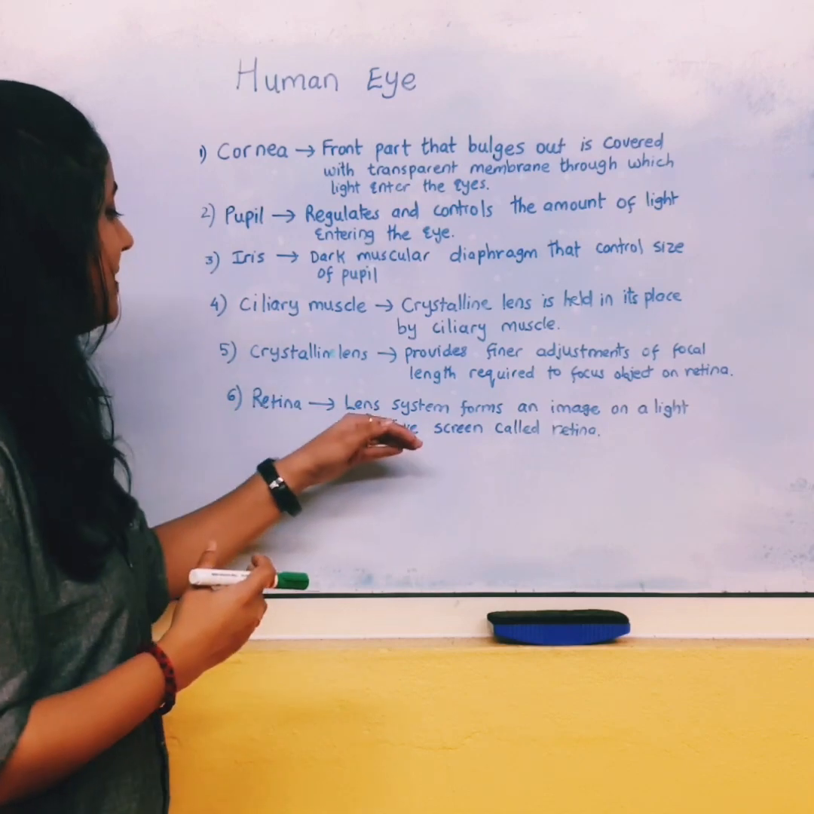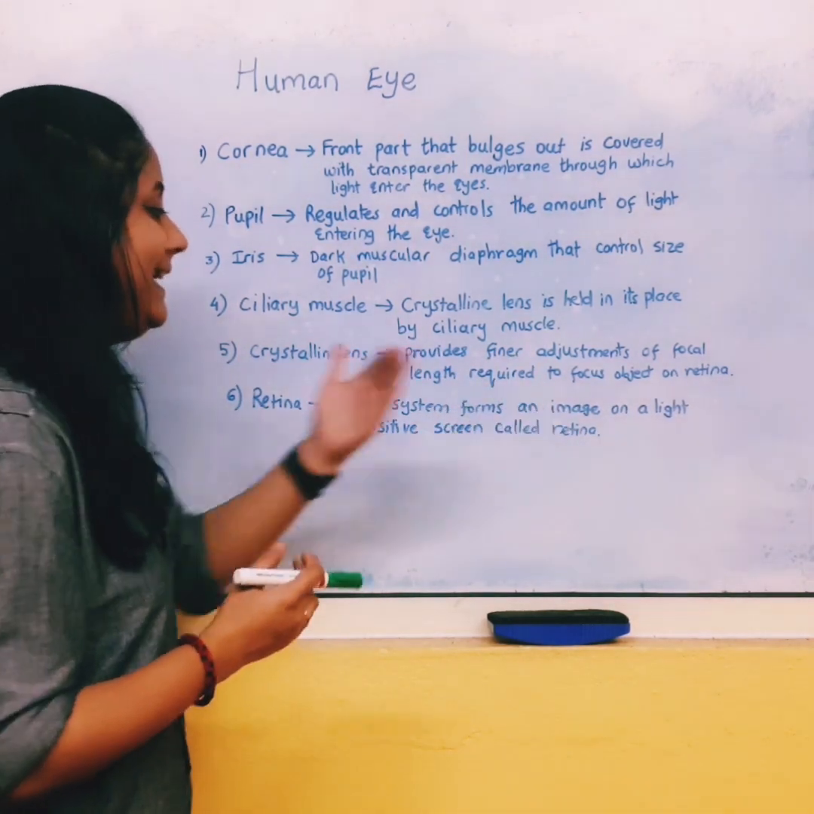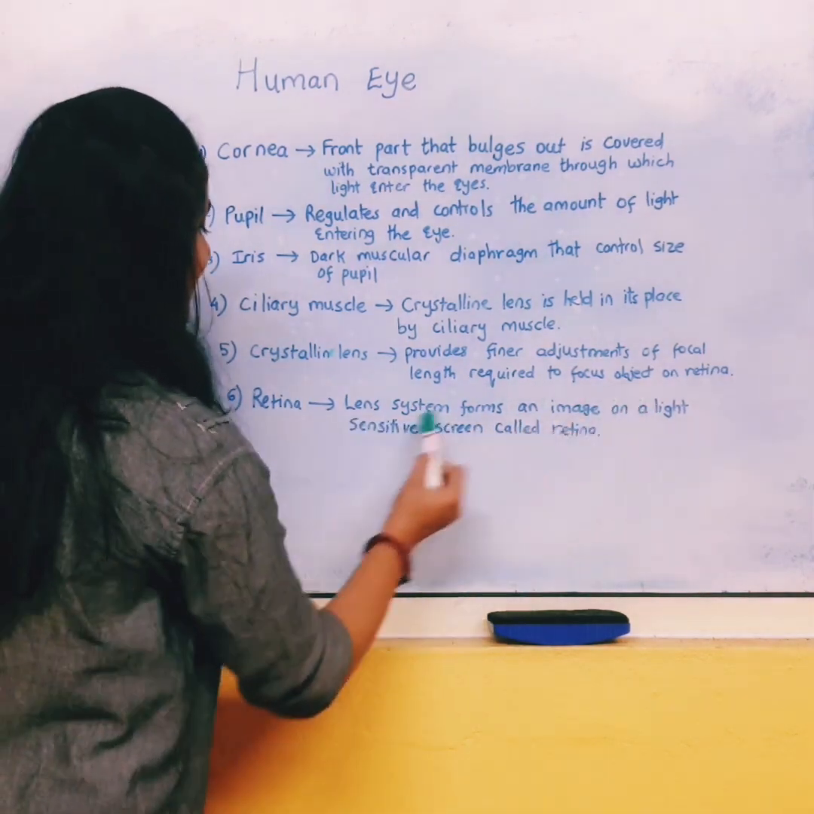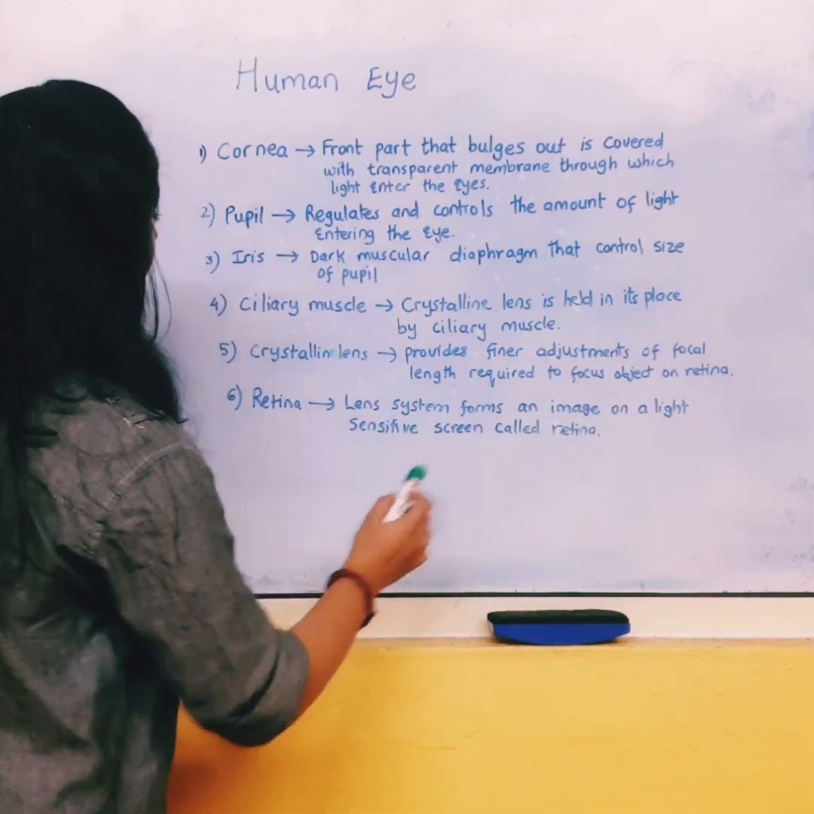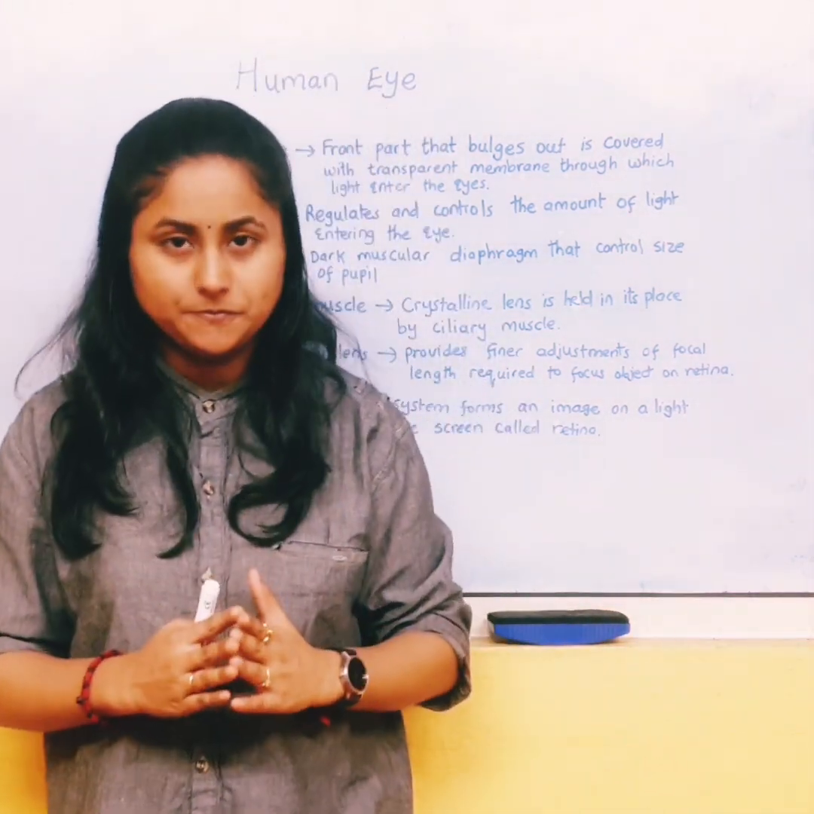The lens system forms an image on a light sensitive screen called the retina. So the retina is a light sensitive screen. One more thing, you will get a question: how do the iris and pupil function?